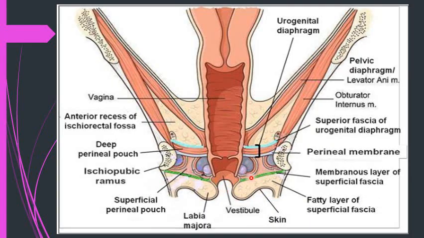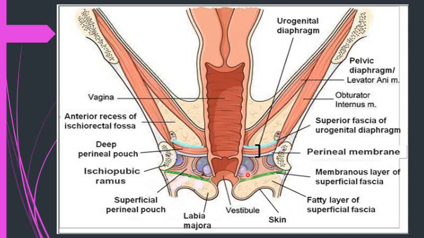And now what are the other structures here? Again you can see this is the Colles fascia, and this is making up the perineal membrane here, and in between these two in the females you can see this is the superficial perineal pouch. Now what are the contents here? You can see very easily again.